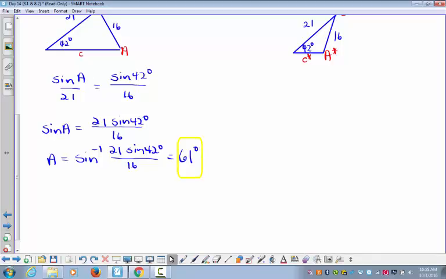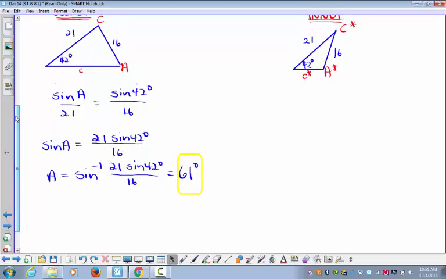Then the next step, we now know two angles in this triangle, so we can solve for angle C with the subtraction method. So angle C will be 180 minus 61 minus 42, and that gives us 77.